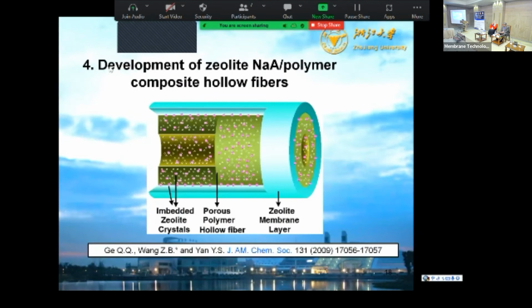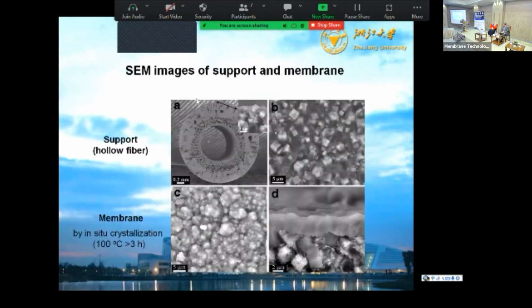Next, we developed zeolite sodium A polymer, for example, PES composite hollow fibers like this. We can get a dense membrane layer on the surface just by in situ crystallization method. This slide shows the composite hollow fiber, this one. And from the surface, we can see very uniform sodium A crystals.